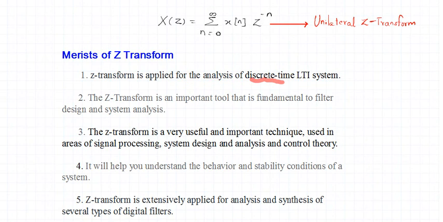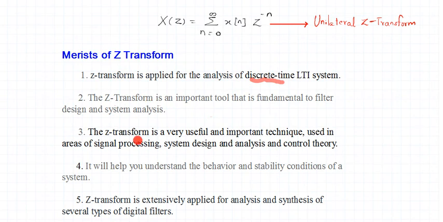What is the next property? Z transform is an important tool that is fundamental to filter design and system analysis. As I told you, you're going to study the subject called digital signal processing ahead, in which you're going to study digital filters and system analysis. So when you're doing digital filter designing, Z transform plays a very important role because it helps you to analyze your discrete time domain signals. So Z transform is commonly used throughout in the analysis of filter design.